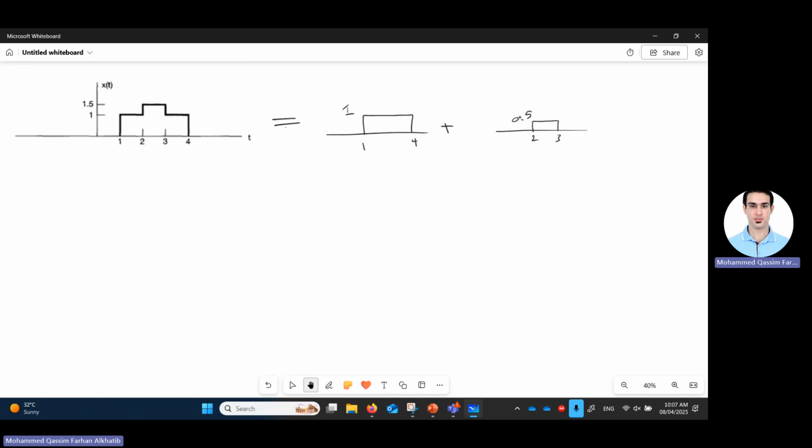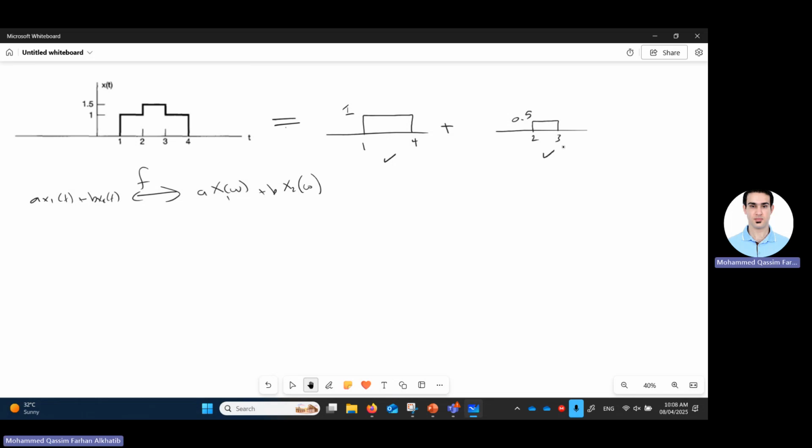I have two rectangles and they are added, and I want to apply the Fourier transform. From the linearity property, we said that a x1 of t plus b x2 of t, by doing Fourier transform pairs, I will get a X1 of omega plus b X2 of omega. So I need to find the transform for this, find the transform for this, and that's it. Add them together.